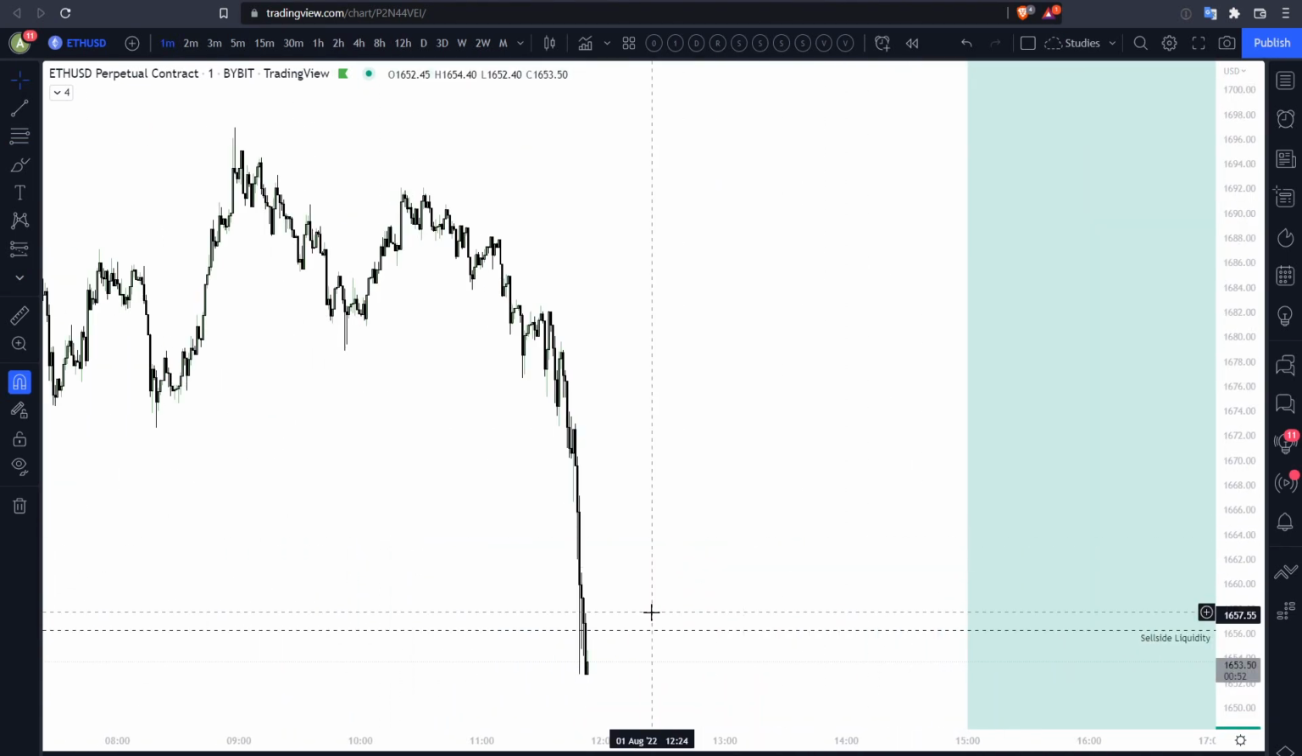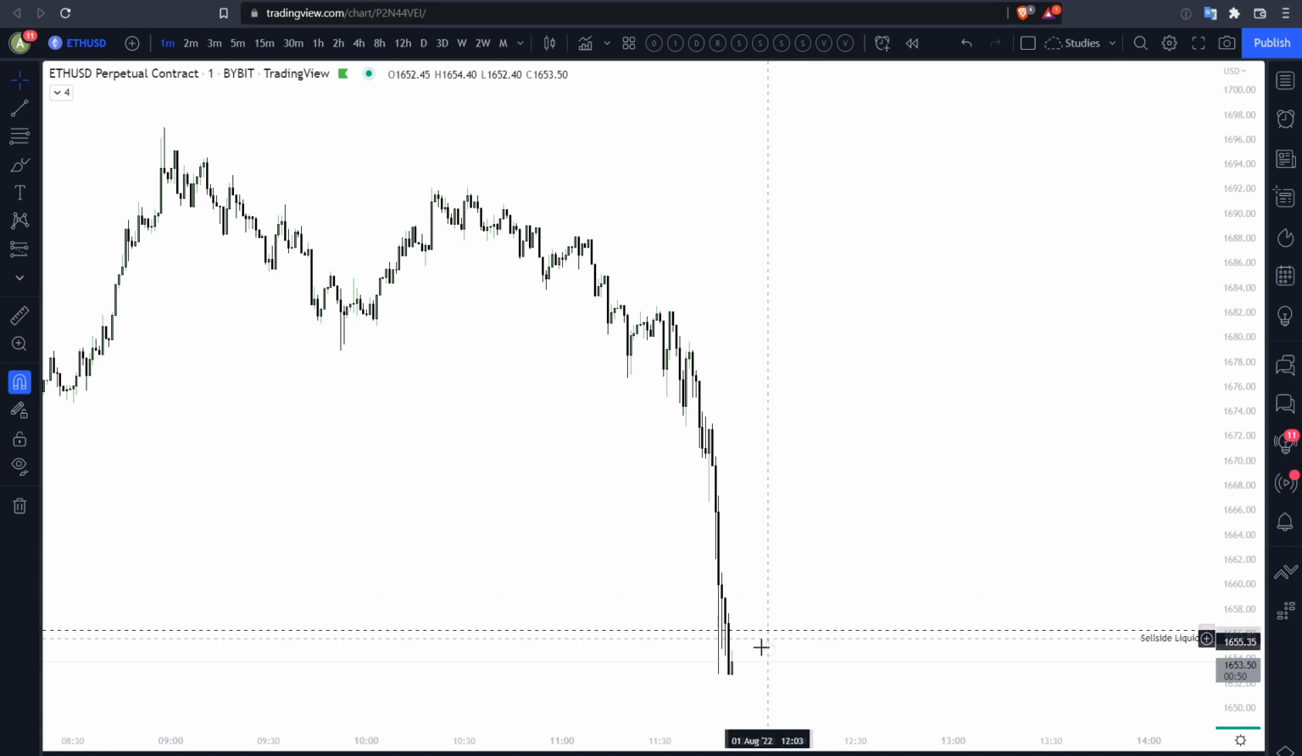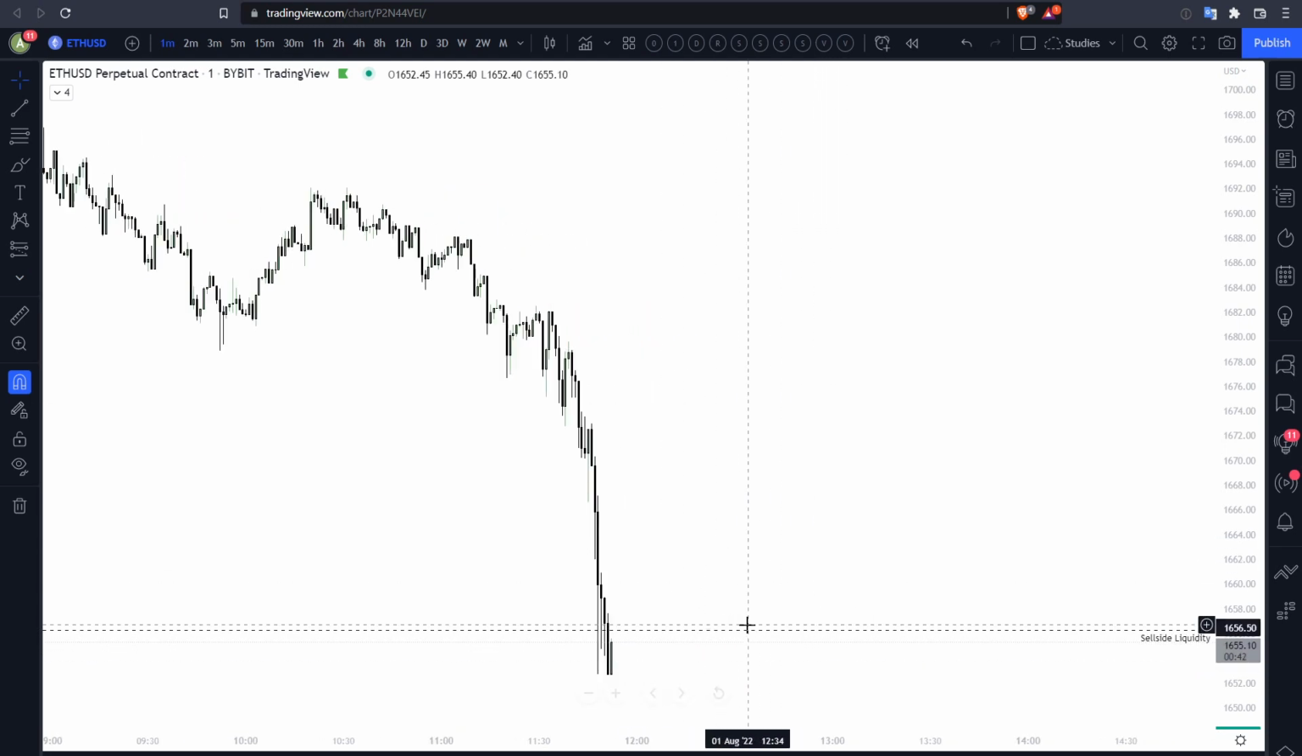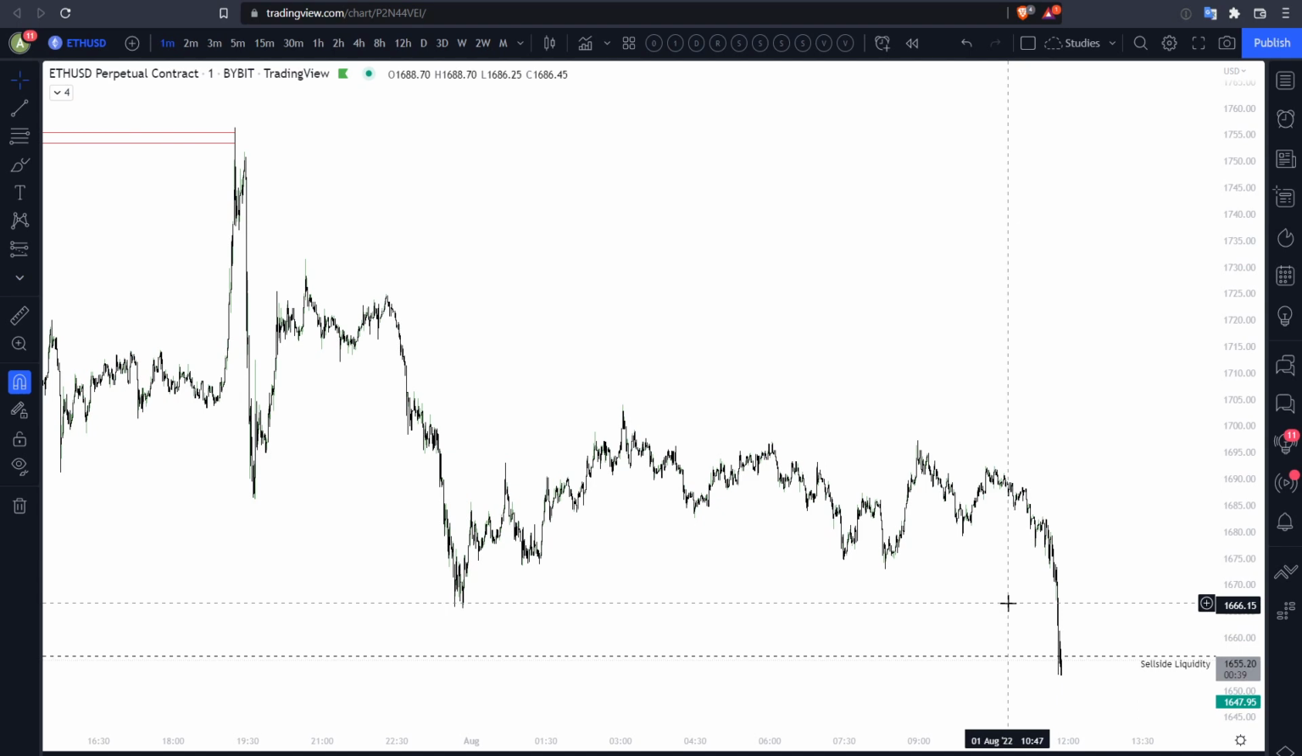If this local high doesn't form, then we simply don't have a trade setup. If we continue lower, then we can watch for those gaps to close first.